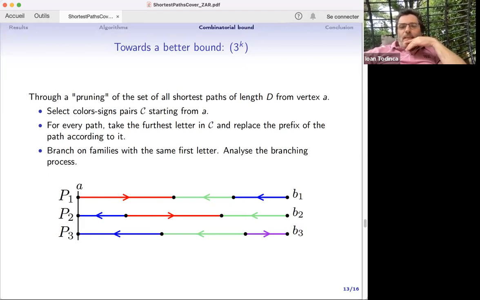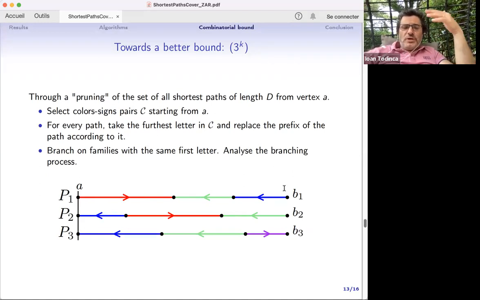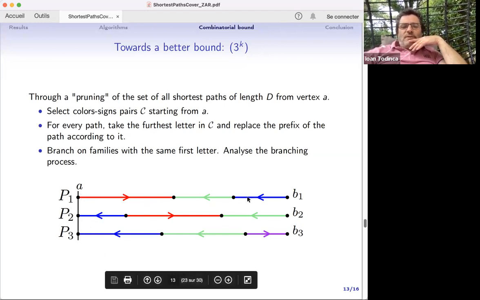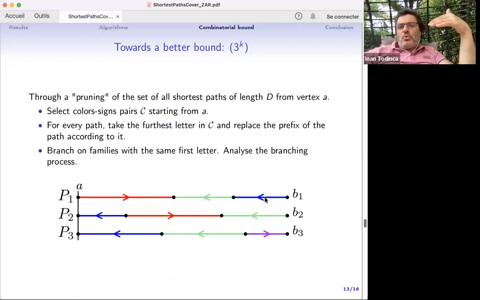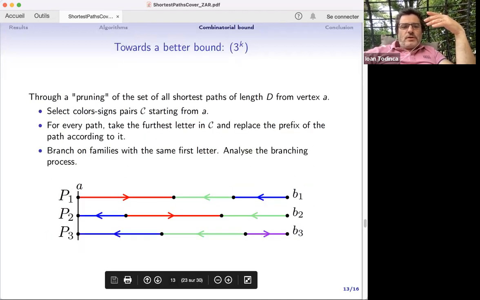And basically, I don't need the previous proof. It works by pruning. Again, we take paths from A to different vertices at the same distance, and we take well-colored paths, and we take their color words, and then we look at the first colors that we use. So here we say, okay, we use red and blue, and then we say, okay, but this first path has blue color, which goes much further. And what we do is that we will, oops, I did it in the wrong direction, sorry. So it goes much further. Okay, so I did it on the red.